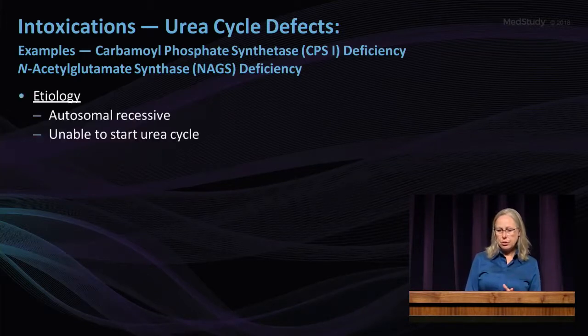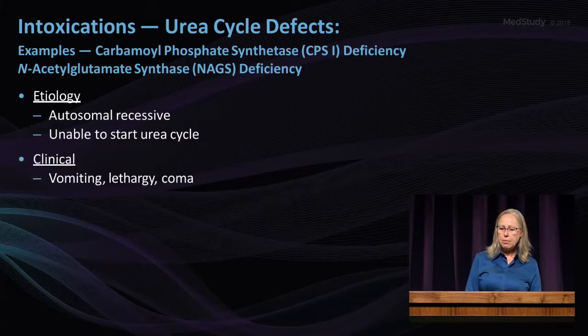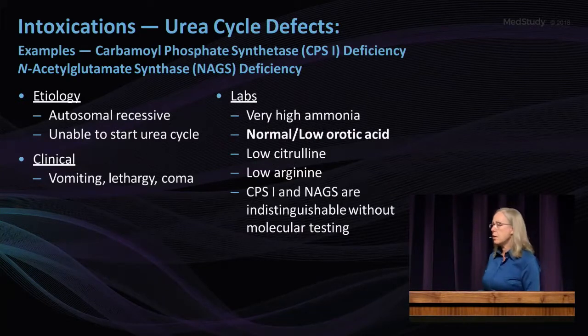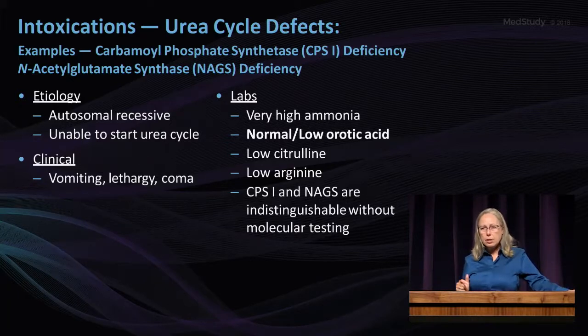CPS1 and NAGS deficiency. Both are recessive, and you're unable to start the urea cycle. They will present with vomiting, lethargy, and coma. They will have very high ammonia, low or normal orotic acid, low citrulline, low arginine, and these 2 conditions are indistinguishable without molecular testing because you need both to start the cycle. So one or the other is just going to result in the same phenotypic presentation. So on a test, they shouldn't give those 2 to you to distinguish without a molecular test.